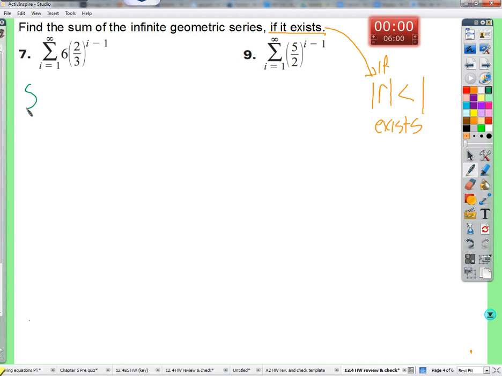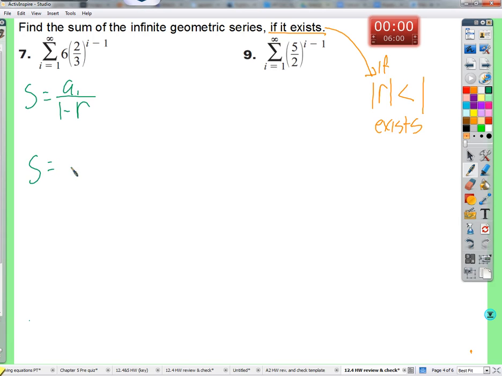We're going to use our formula then. You're going to get a sum as long as the absolute value of r is less than 1. Is the absolute value of r less than 1 in this case? What is r? Two thirds. So a sub 1 over 1 minus r is the formula. It was on the front page there on the quiz.